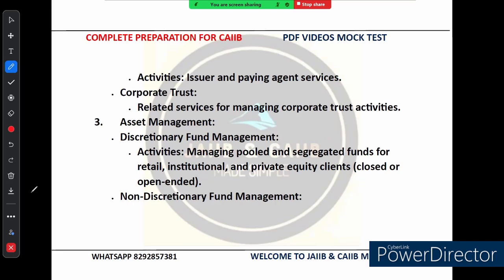So we have seen the two types: discretionary fund management, where the bank manages the fund on behalf of the client with full control, and non-discretionary. And we have seen the two kinds of funds: pooled fund, where many investors pool their money together to invest in a large portfolio, and segregated fund.